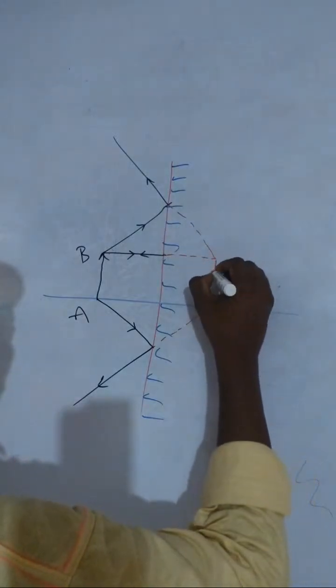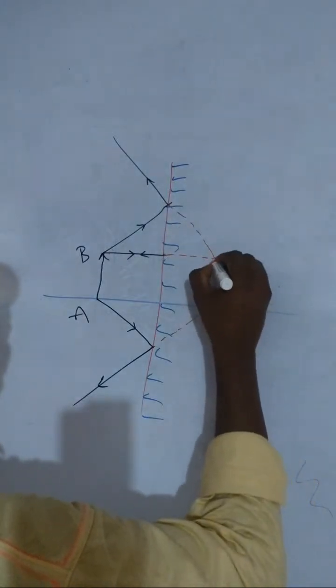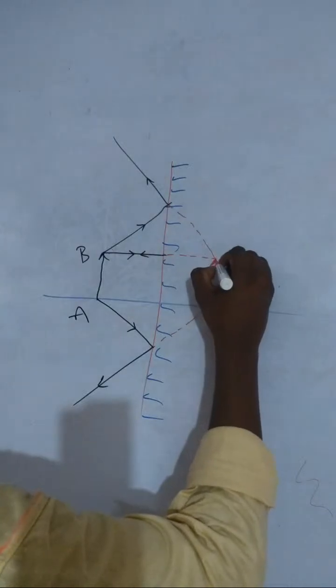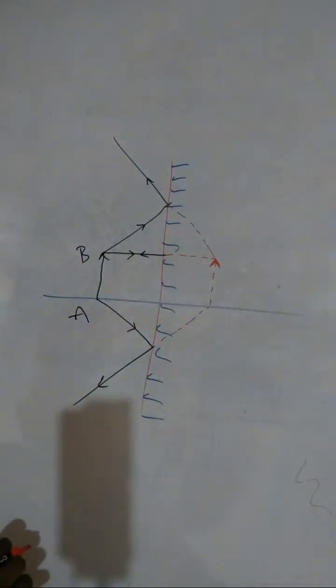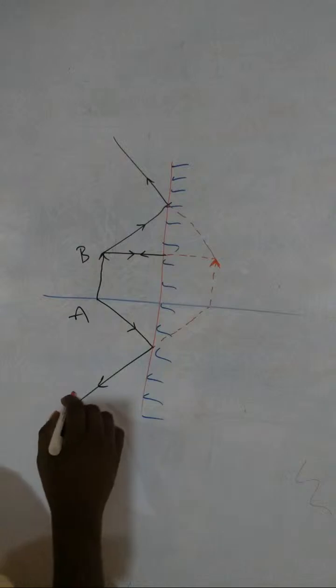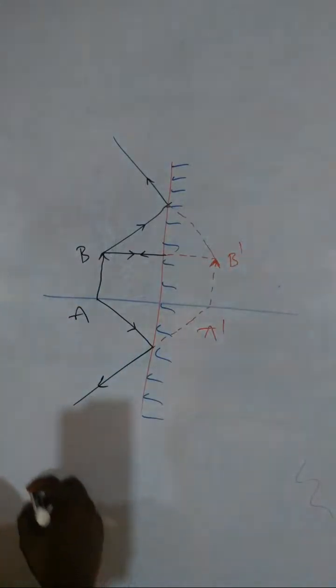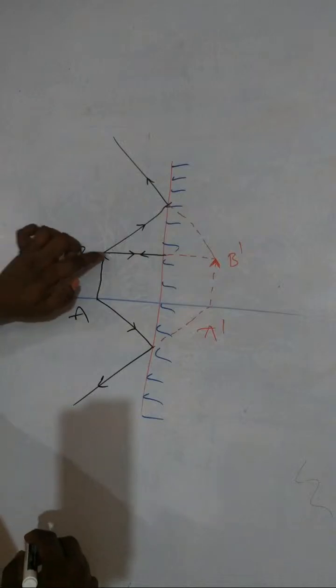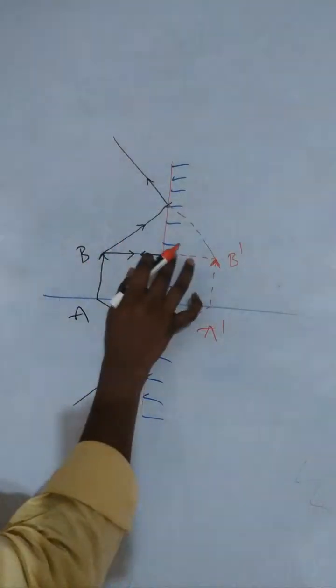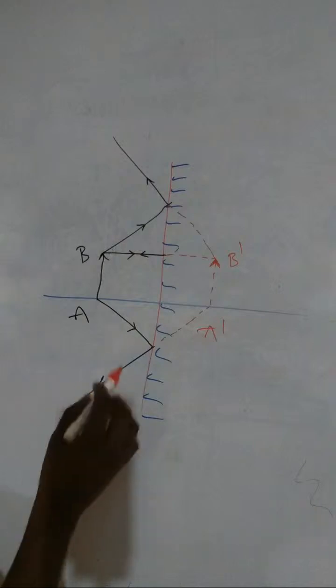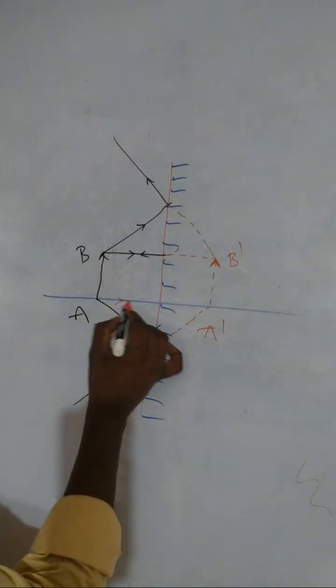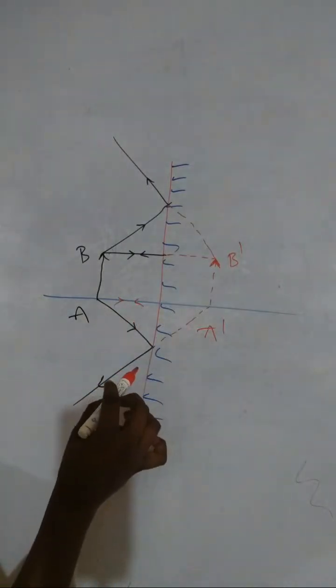Yes, so you observe here. I hope it is very clear to you, right? This is A dash and B dash. This is the object. One light ray I am taking like this, it will be reflected. After reflection it is moving back. Here also one more. Like this also we can consider.